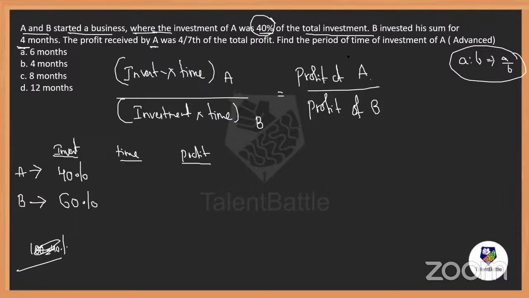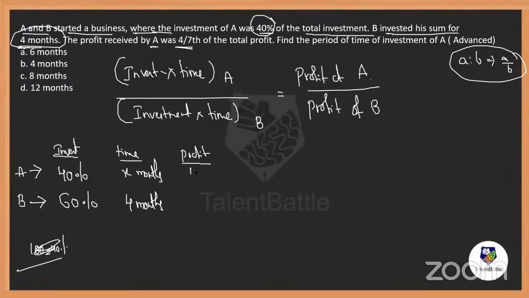Now look at the time period. B invested the sum for 4 months. We do not know for A, so let us imagine X months.